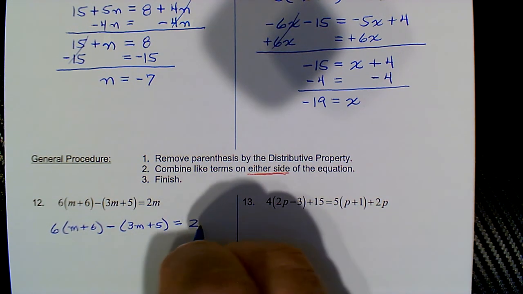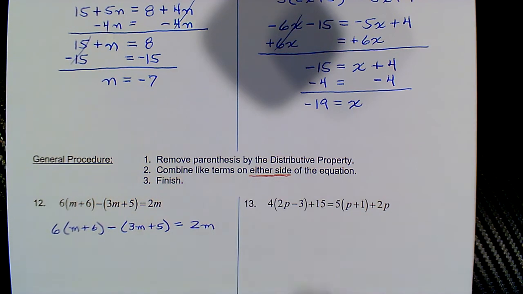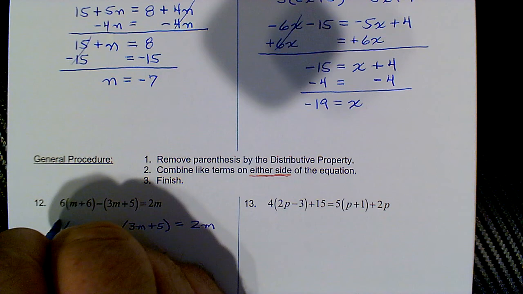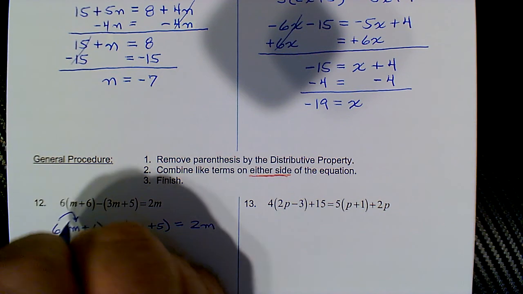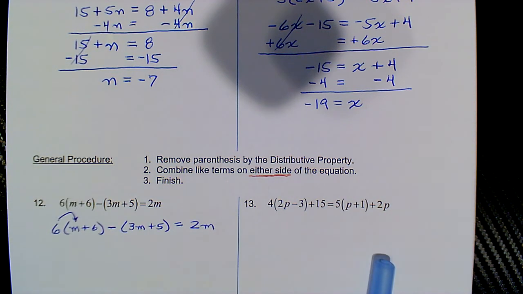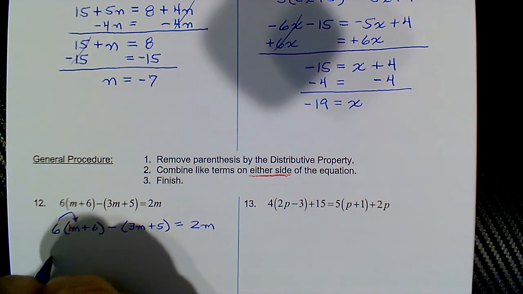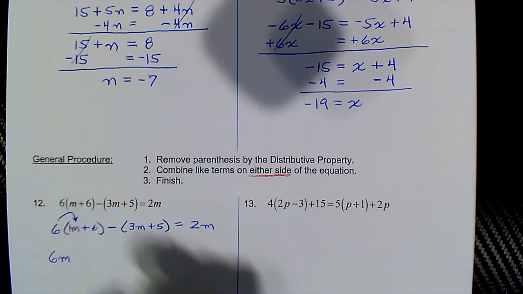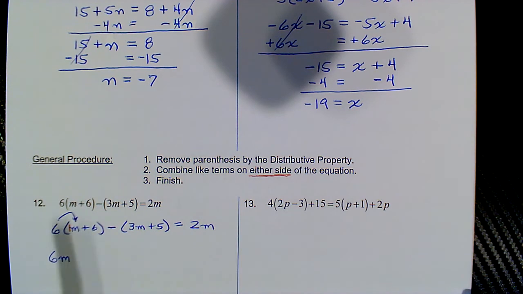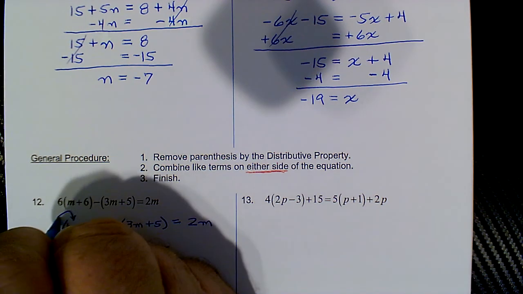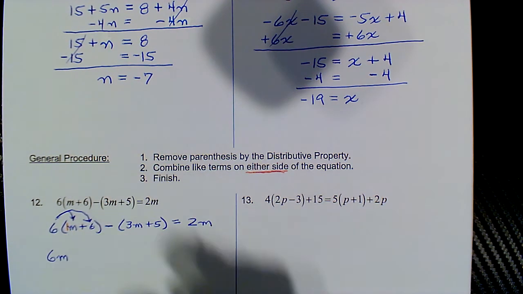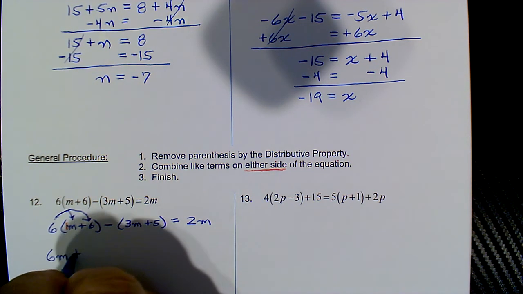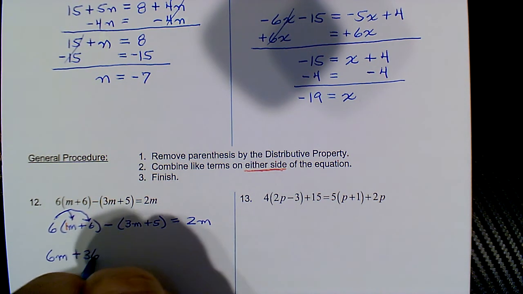And one of the reasons why I want to recopy this one is because we're going to remove the parentheses on the left. And there's two sets. We've got the 6 being distributed, so times m. And again, remember that's understood to be a 1 in there. So 6 times 1 is 6. That would give us 6m. And then we distribute that 6 to this positive 6. And we get 6 times 6 or 36. And we have to write a plus in between to separate the terms.